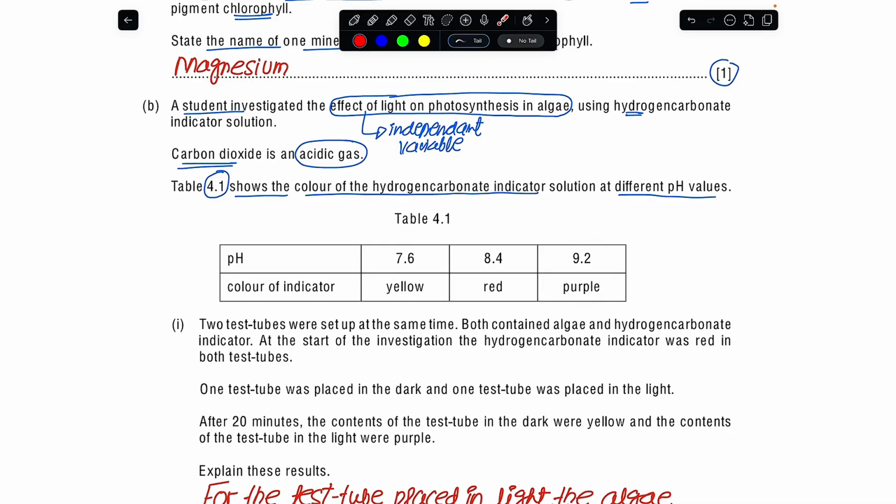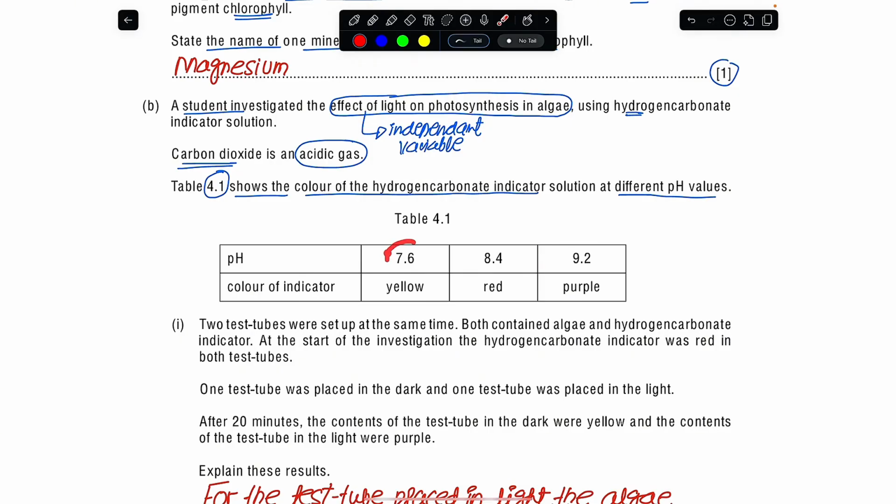And here what we know is that the plants would photosynthesize. They would use up the carbon dioxide, and when the carbon dioxide would be used up, the acidity would be lowered and the pH value would get higher. Since CO2 is acidic, if I remove it, ultimately the pH would increase and it would go more toward the alkaline side.